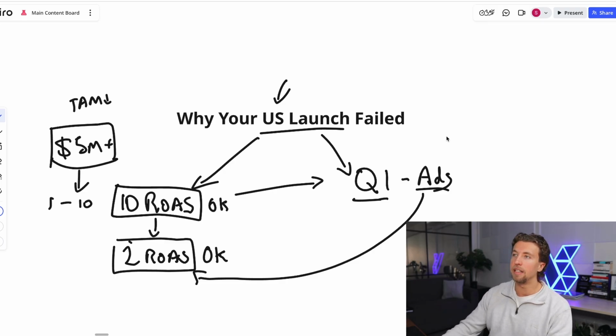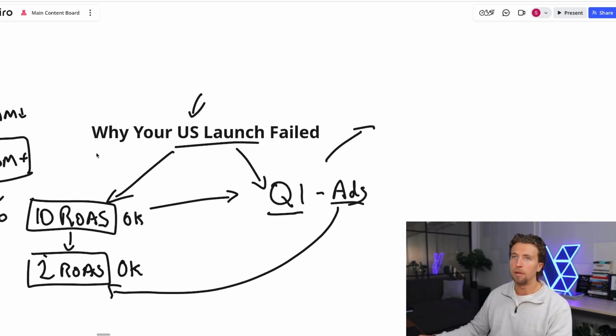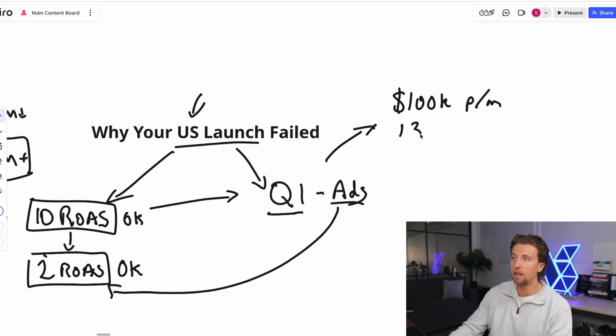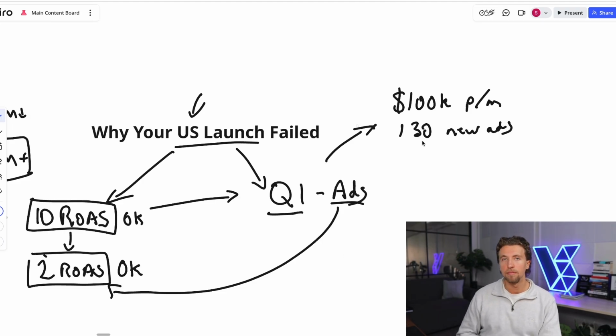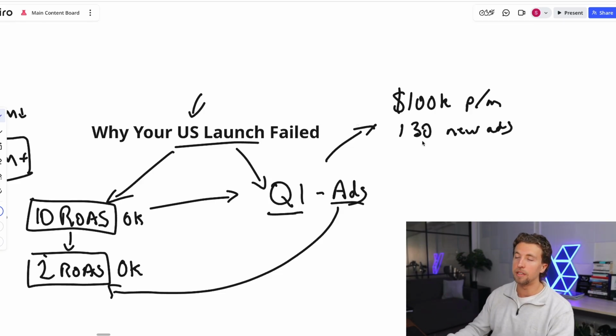And so what that ends up meaning is that whatever you were planning to do in Q1, let's say that you were planning based on your ad spend, I'll give you some ballpark figures. So let's say that you're spending $100K a month through Q1, and you were planning to pair this with 130 new ads a month, my recommendation, bump this up a little bit. Take it 10% higher, 20% higher. Instead, let's actually think about testing 160 ads.